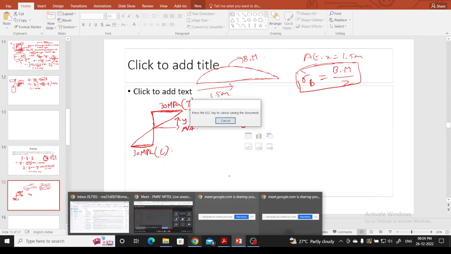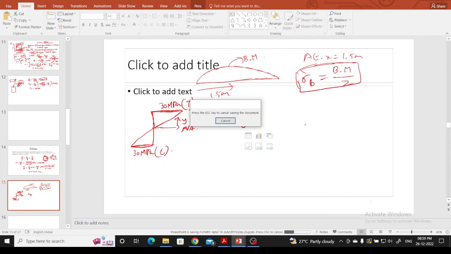Next class, I am starting with shear stress in beams. Then I will go to deflection of beams.